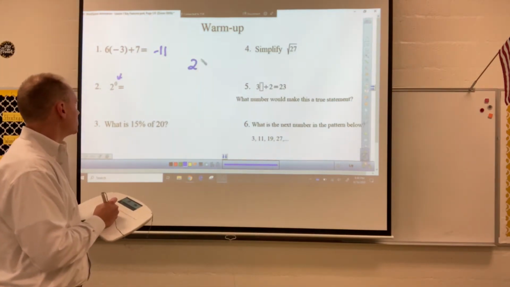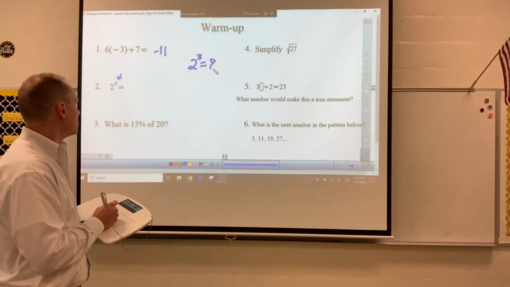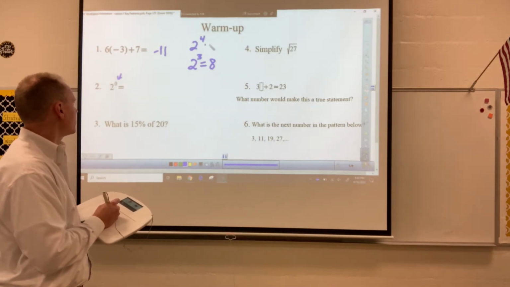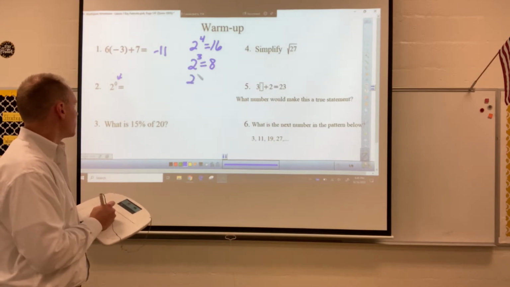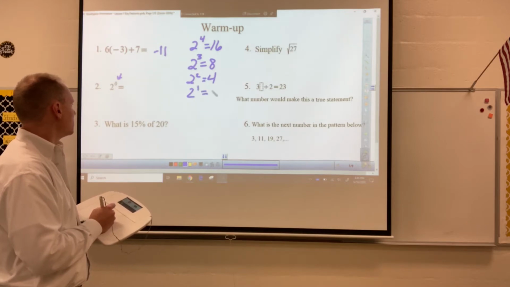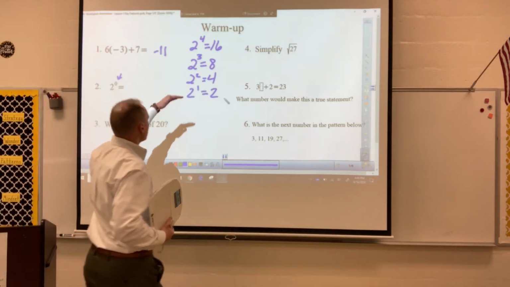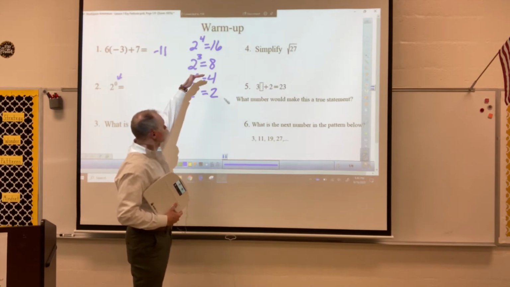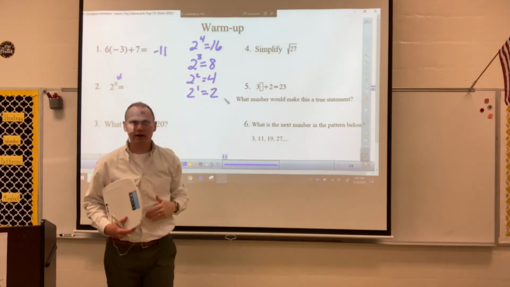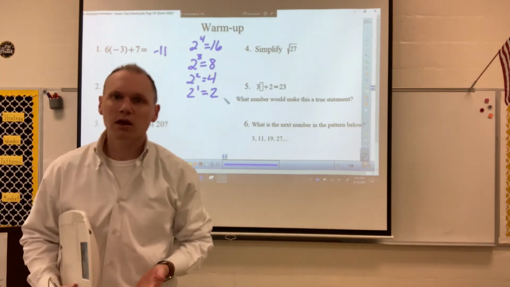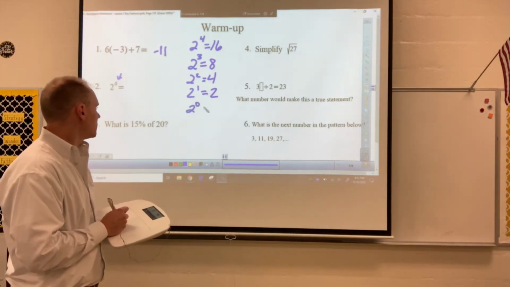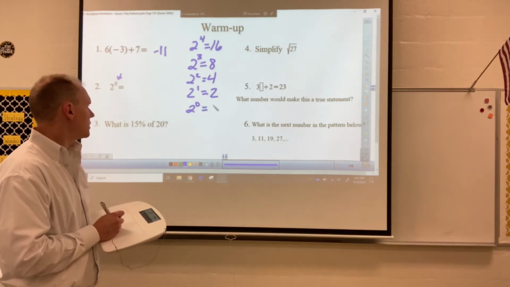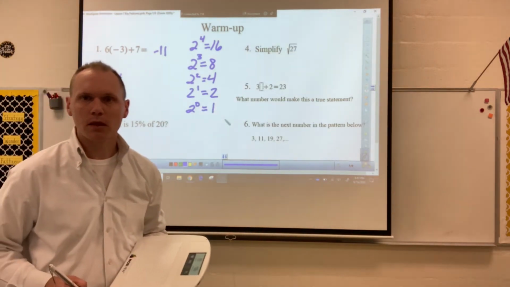Let's look at the powers of 2. So 2 cubed is 8, and if we even go one more, maybe 2 to the 4th is 16, and let's continue down. So 2 cubed is 8, 2 squared is 4, 2 to the 1st is 2. And if you notice here, every time we go down a power of 2, we're dividing by 2, or cutting it in half. So I guess you could probably figure out what 2 to the 0 is. If we divide by 2, we also get 1.